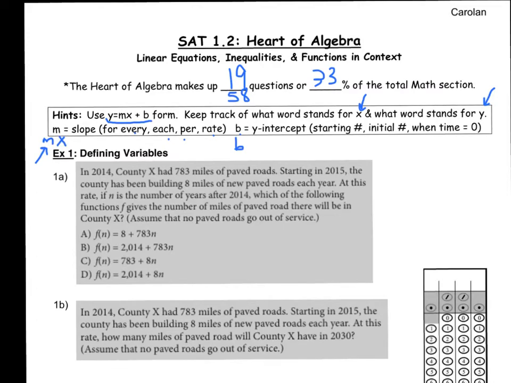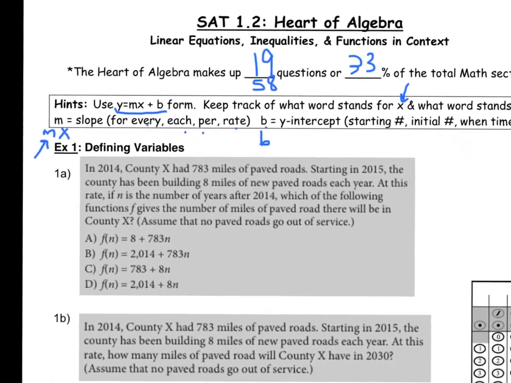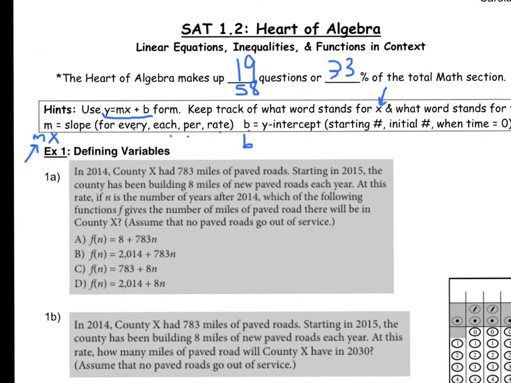So let's see if we can figure out which variables are which in the first example. This story problem is something where they give us some information, like the starting year, 2014, so we'll remember that. County X had 783 miles of paved roads. So I'm going to circle the 783 as well as the miles.